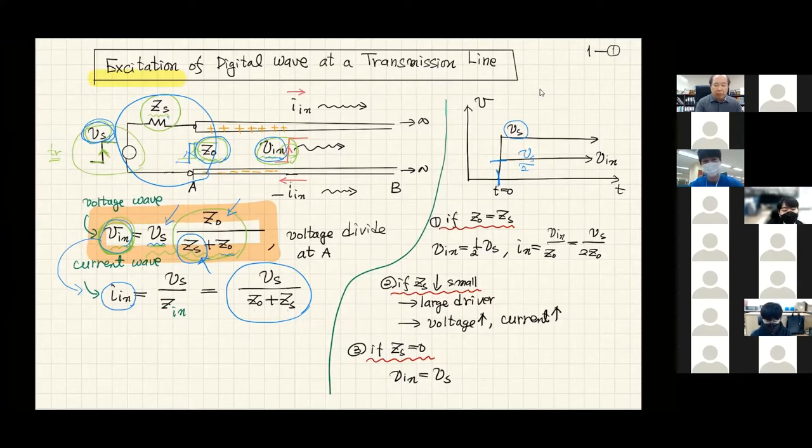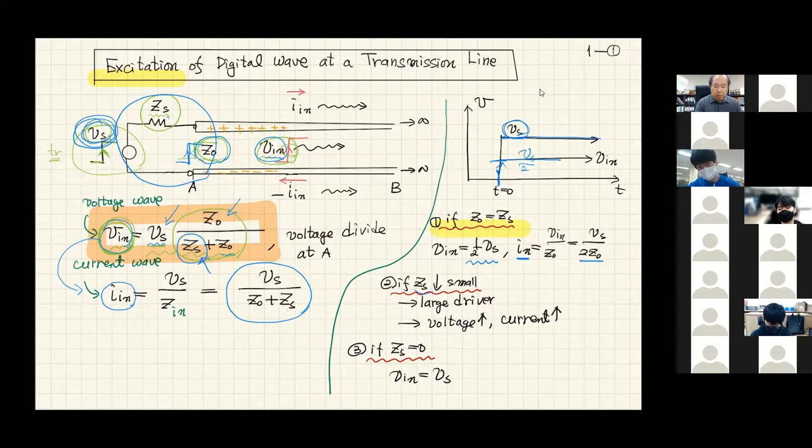So at time t equals zero, where we instantly have switching, the source voltage is as always constant, because that is determined by the source. But actually, after the midterm exam, we're going to see that this is not constant. But at this moment, we are assuming that the source voltage is constant, then only half of the voltage wave will be generated and it will propagate along a transmission line. And there are three cases. The first case is where the source impedance and characteristic impedance are the same, then the wave voltage is going to be half of the source voltage, and the current wave will be determined by this equation.